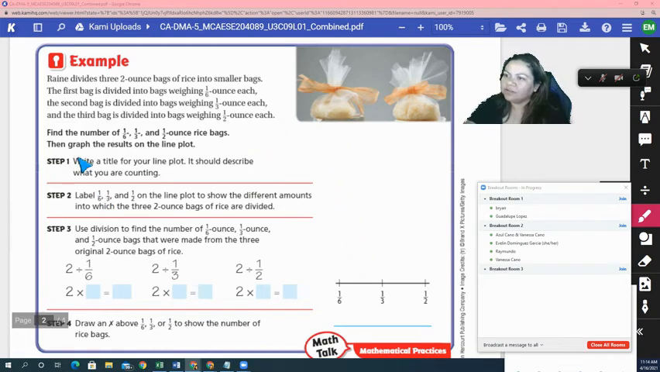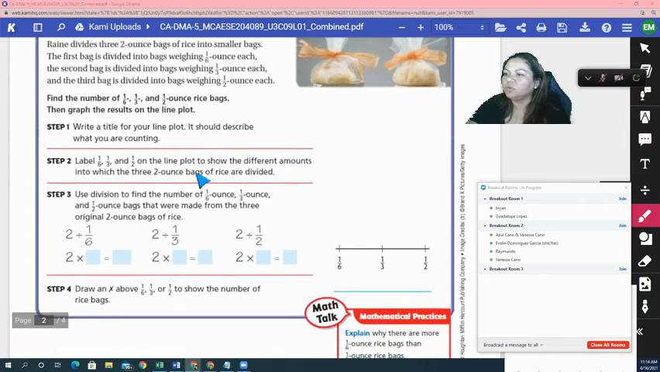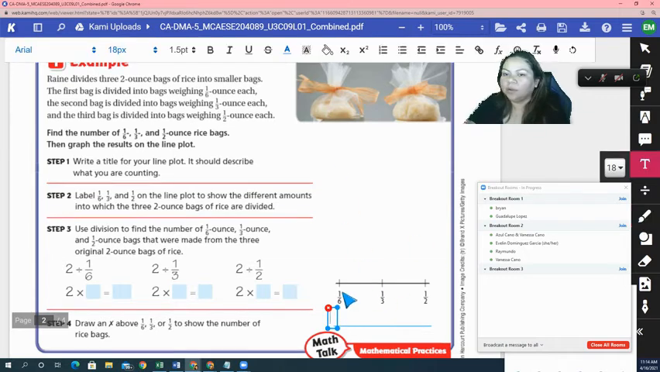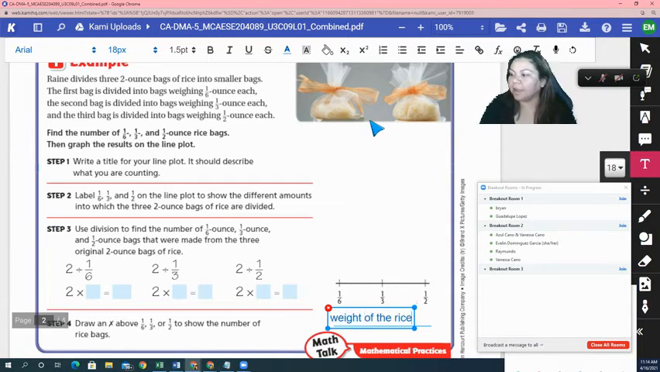So we're going to follow these steps. We're going to write a title to your line plot. It should describe what you're counting. So in here, what are we describing? Okay, we're going to make a title for this. What are we describing? We are describing the weight of the rice bags.